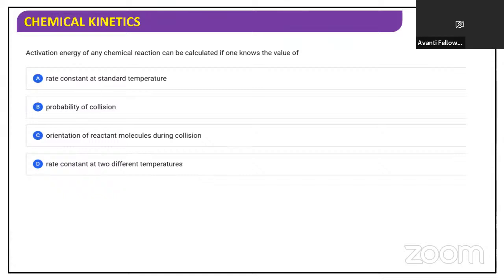Now, let's see the next question. Activation energy of any chemical reaction can be calculated if one knows the value of what? So how will you calculate the activation energy of any chemical reaction if we know what, beta? Out of options A, B, C, D, tell me the answers. Quickly tell me what it will be.